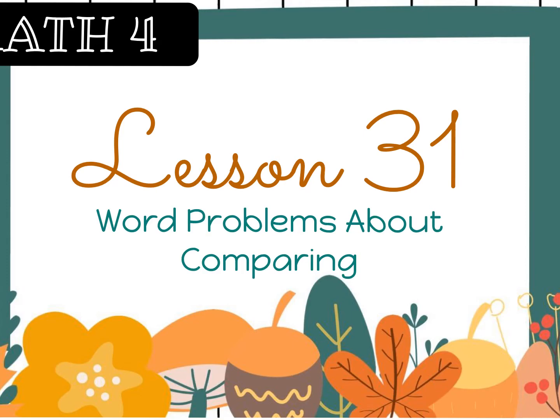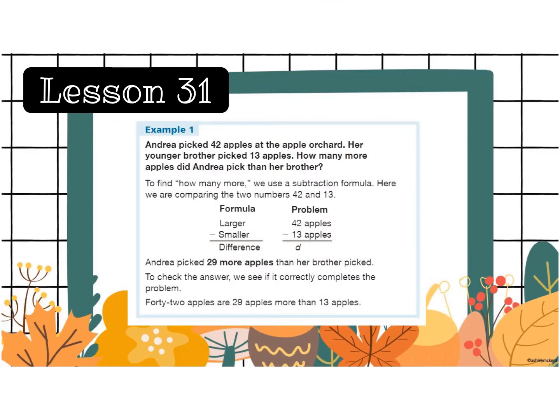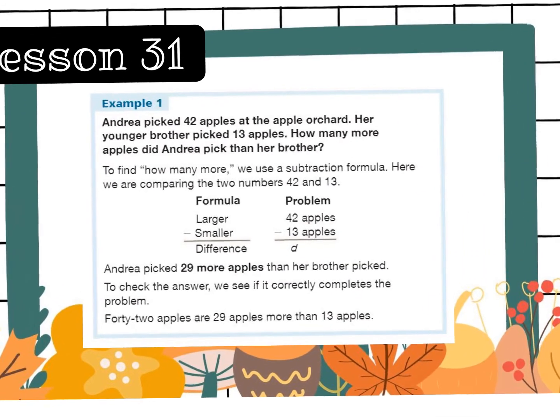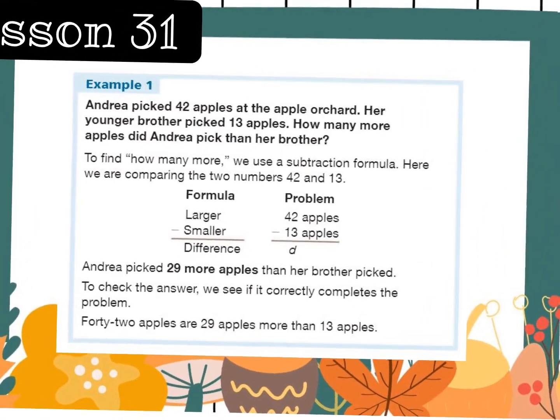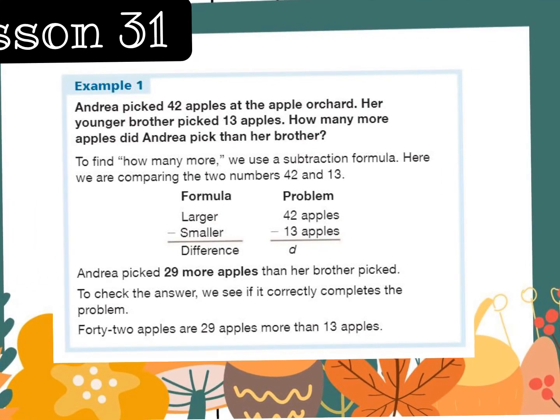Today we're doing lesson 31, and it's word problems about comparing. My first example is in your book again if you want to follow along. It says, Andrea picked 42 apples at the apple orchard. Her younger brother picked 13 apples. How many more apples did Andrea pick than her brother?